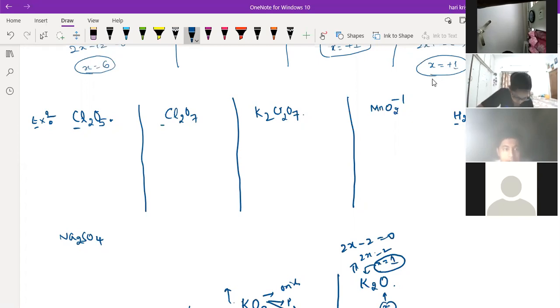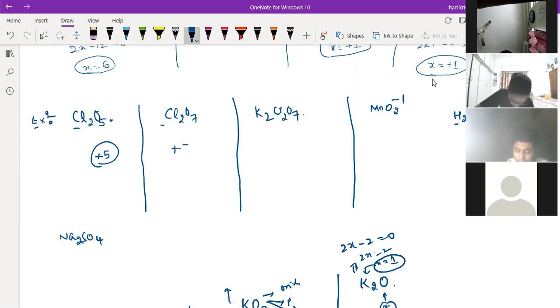Yes, sir. The oxidation number for chlorine is 5. For the first one, it is 5. Is it clear for everyone? Yes, sir. How did you get +5? Sir, because oxygen value is -2, so -2 into 5 is equal to -10, and then Cl2 is equal to 10.